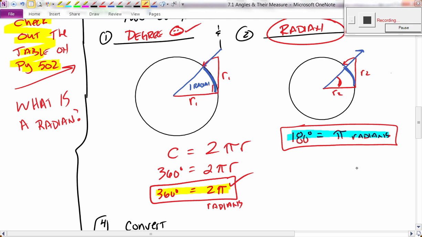If I divide both sides by pi, what do I get? 1 radian is equal to... Come on. There we go. 180 over pi degrees. And that is our conversion factor for radians to degrees.